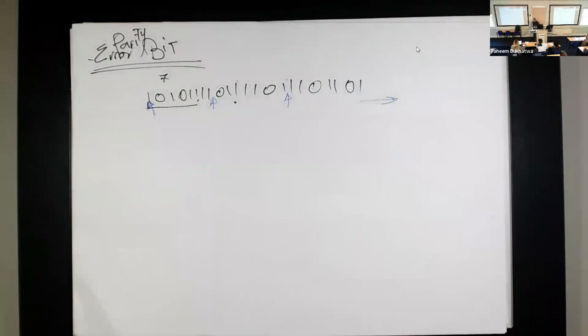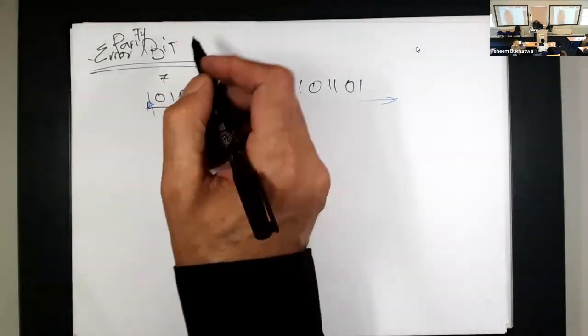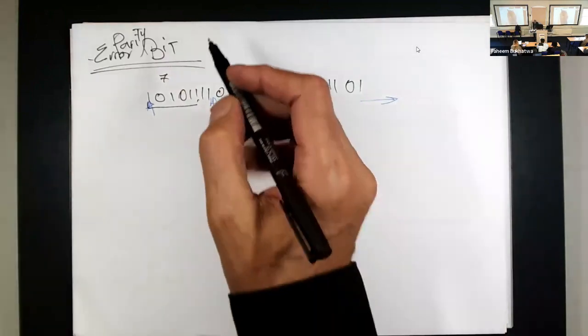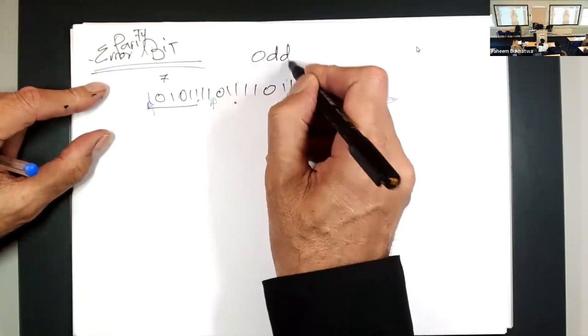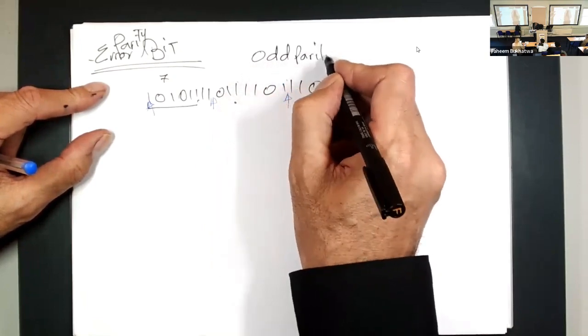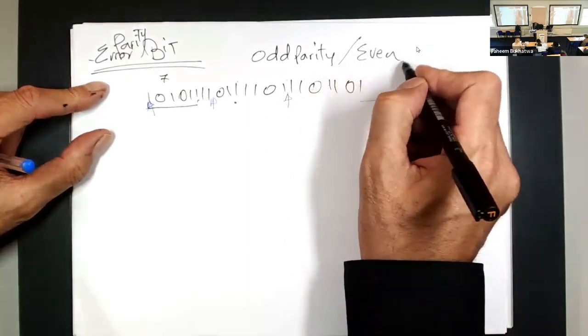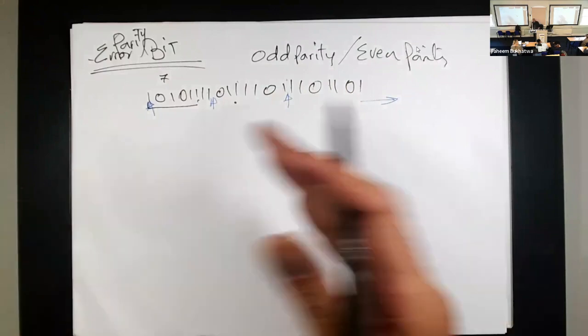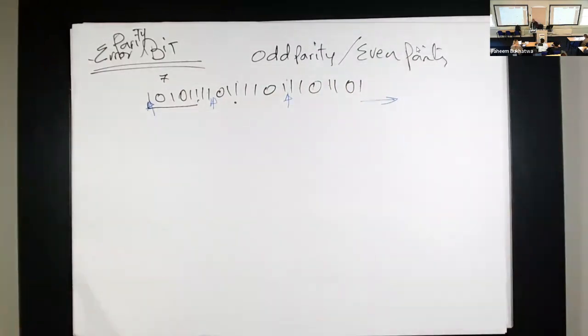Now again, the parity bit has two kinds of systems, either even or odd. It's called odd or even parity. So there's a system called odd parity, and there's a system called even parity. The receiver and the sender must agree whether we're going to use odd or even. It doesn't matter, so let's use even in our case.